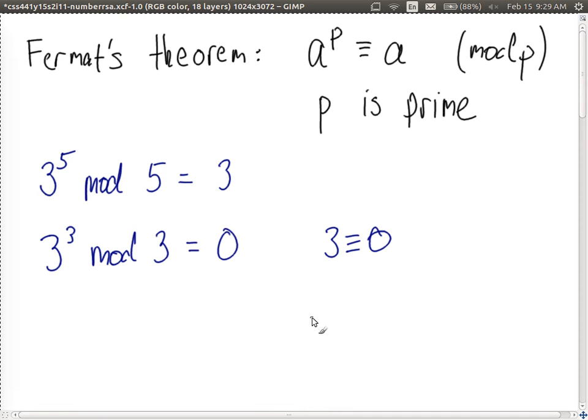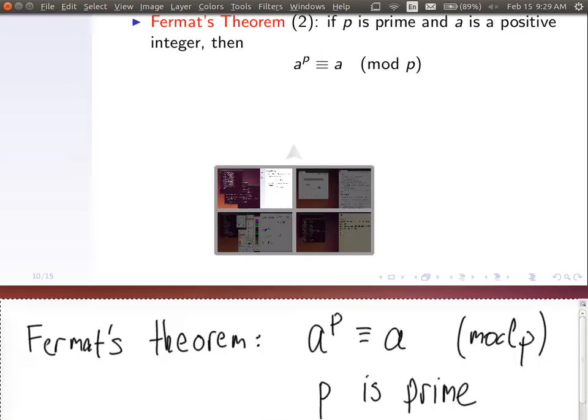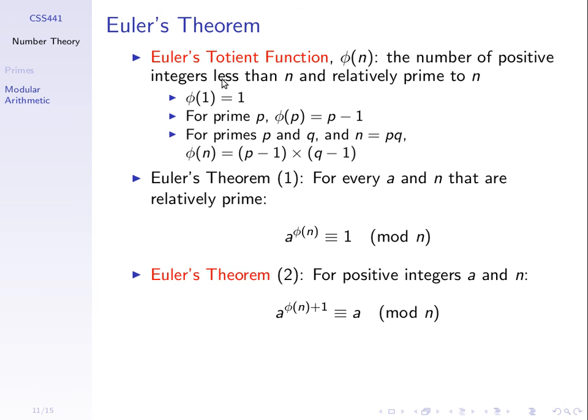The other theorem. So we'll come back to that. We'll see it in play, but let's just give you the other one. Euler's theorem. And there are two forms again. So Euler's totient function, we know, it's the number of numbers less than n which are relatively prime with n, and there are some shortcuts. Euler's theorem has two forms. The second one we'll use.